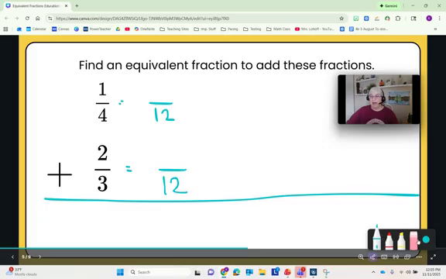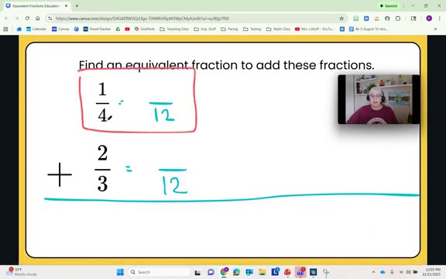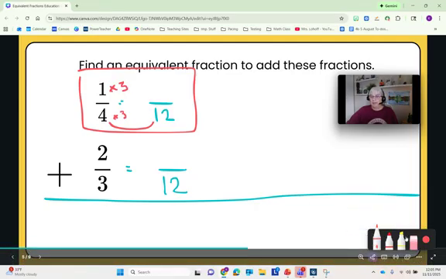How did we do that? You have to look at what we did to get from 4 to 12. So we're going to do this fraction first. To go from 4 to 12, we multiply 4 times 3. To get an equivalent fraction, you have to multiply the top times 3 also. 1 times 3 is 3. So 3/12 is the same as 1/4.